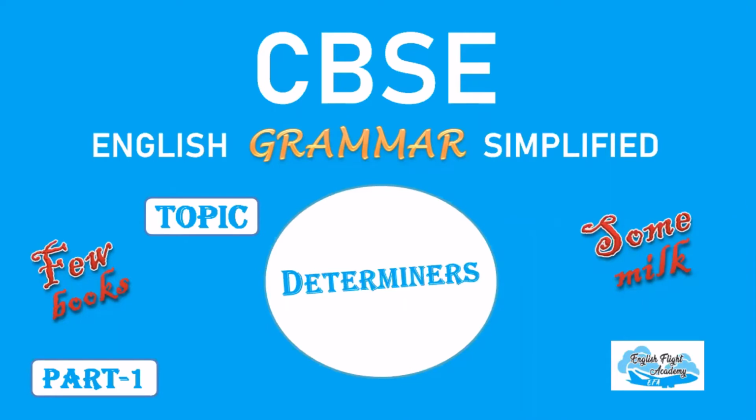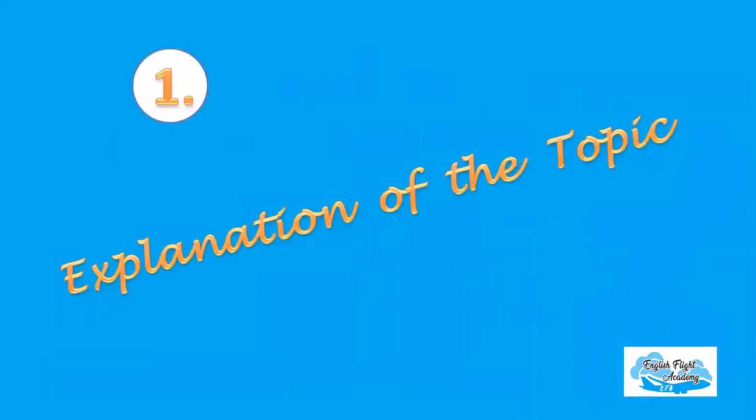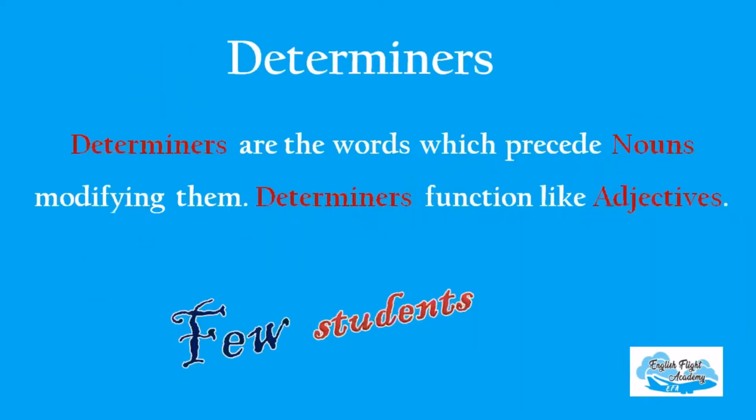Today we'll be learning the topic determiners, which is given in grade 9 and 10 of CBSE curriculum. It's an important topic, so let's delve into it. Let me explain you in detail about determiners. Determiners are the words which precede nouns, modifying them. Determiners function just like adjectives.